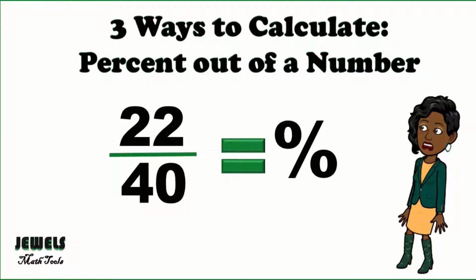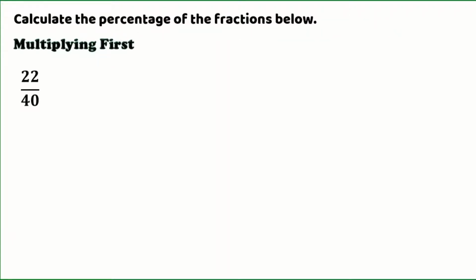In today's session, we will be demonstrating 3 ways to calculate the percent out of a number. In our first example, we're going to be demonstrating how to calculate 22 out of 40 as a percentage by multiplying first, which means that I'm going to be taking my fraction 22/40th and multiplying this to our 100%.